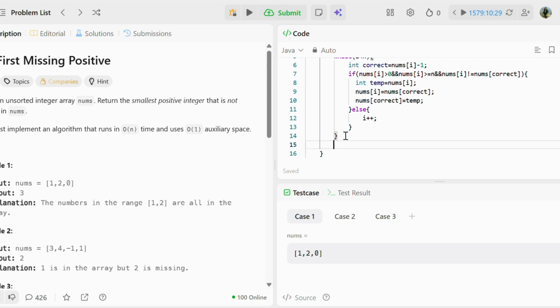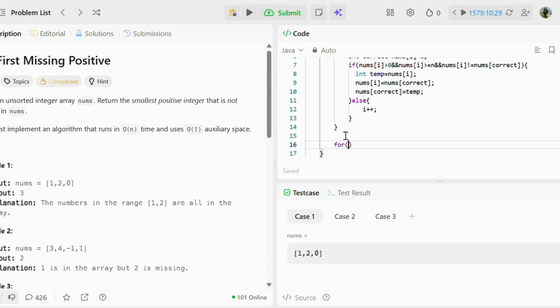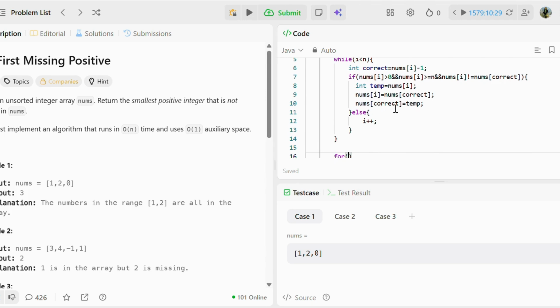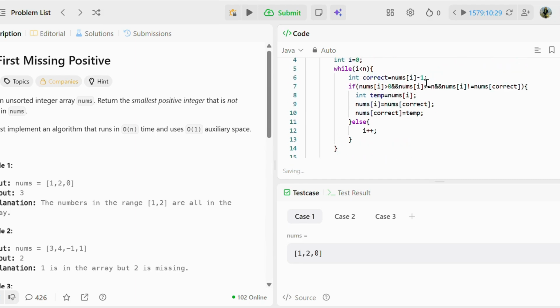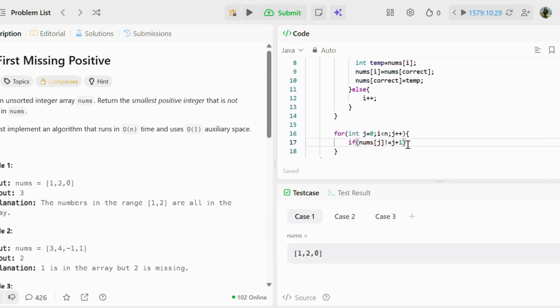Now we have to just check whenever we find an index that is not matching its value, that is our answer. So int j equals 0, j is less than n, j plus plus. Now we simply check if nums of j is not equal to j plus 1, because we have subtracted 1, right? We compare it with j plus 1 because at index 1 there will be number 1, not 0, because the first number we want is 1, not 0.